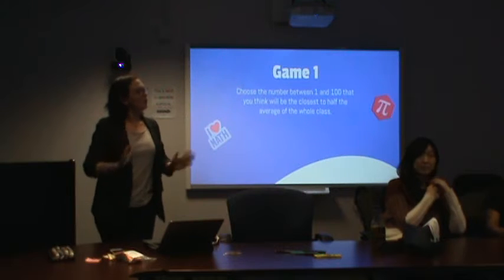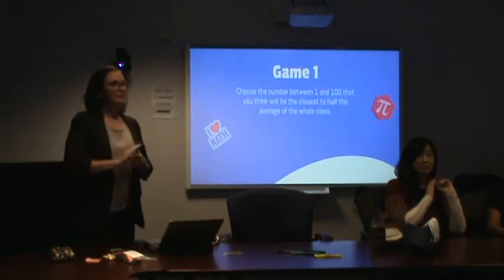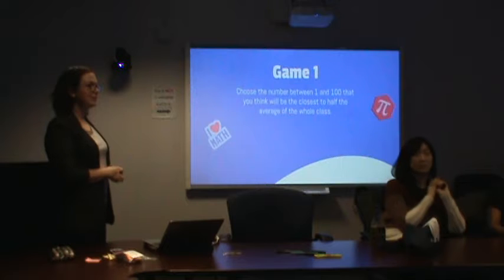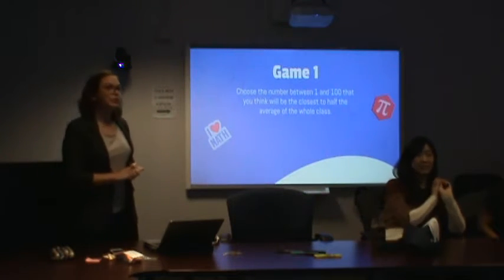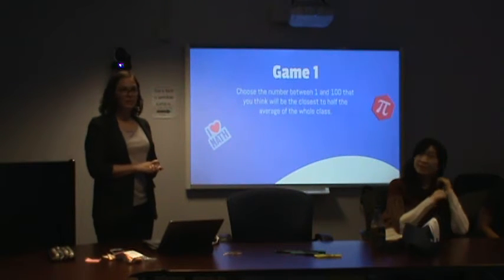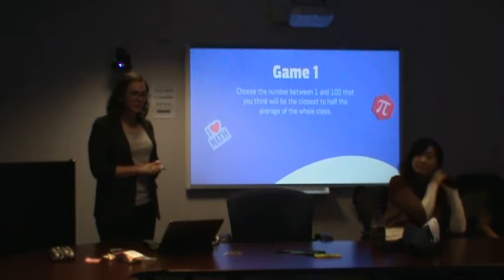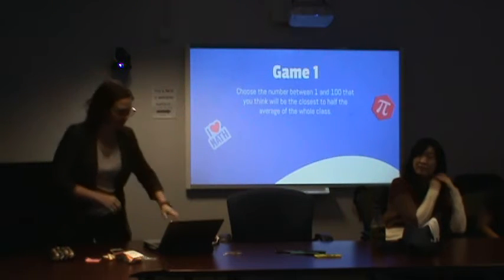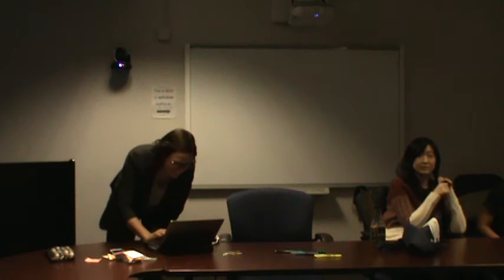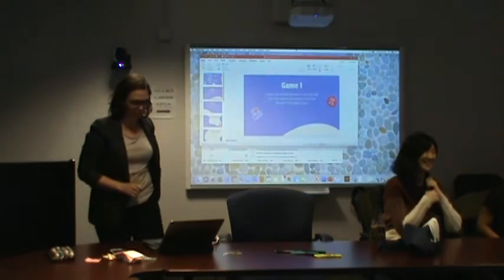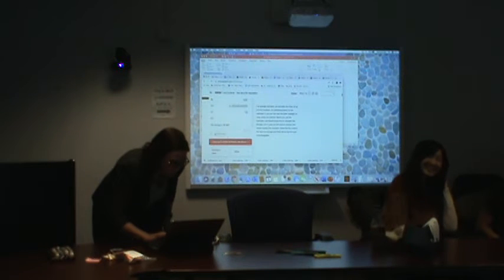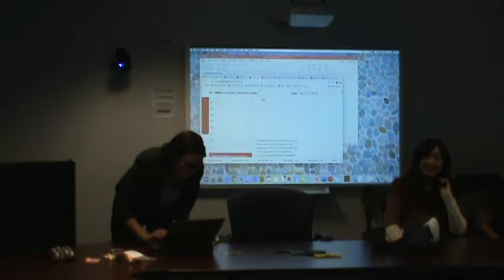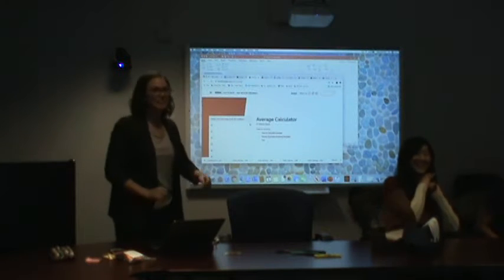So, a number between 1 and 100. You want to be half the average. I'm giving you 30 seconds. Does our number have to be an integer as well? Yes, every number has to be an integer. A whole number. This is not complicated. Oh, you put 100, that's a bad choice. I'm a math teacher, guys.